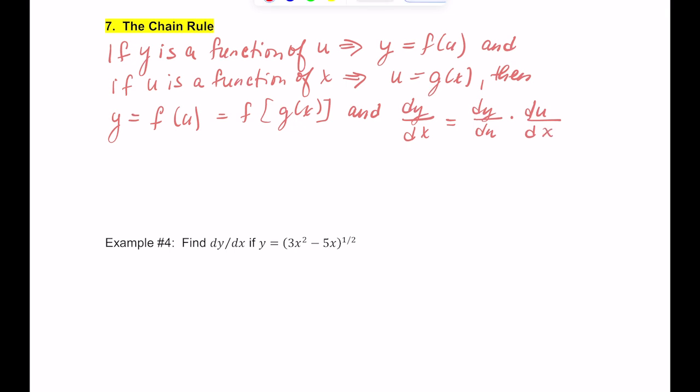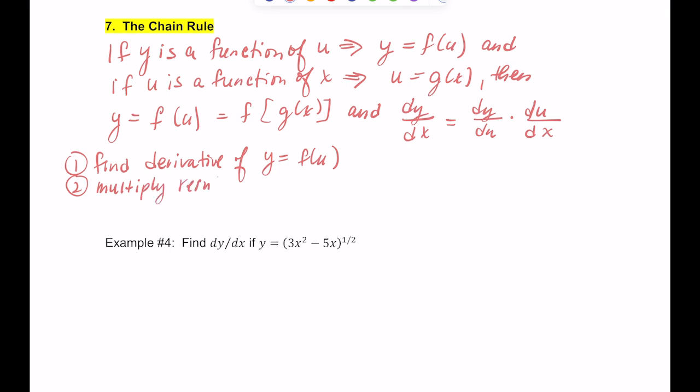So in other words, what we're going to do first is we're going to find the derivative of y equals f of u. Step 2 is we're going to multiply the result by the derivative of u equals g of x, and then replace each u back with the g of x.